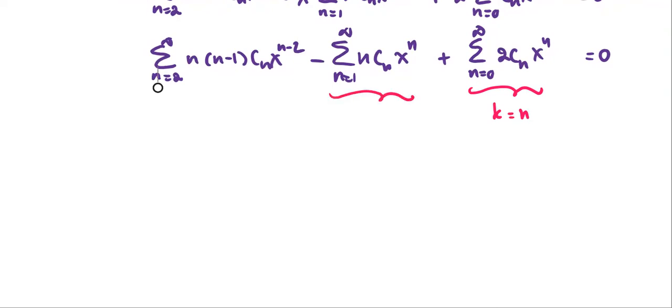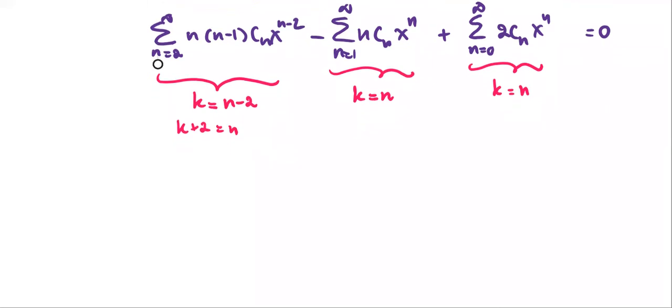The middle term, same thing, change n into k. And the first term, change n minus 2 into k. So let k be n minus 2, or k plus 2 equals n. We do this because we are going to rewrite all the powers as x to the power k in all terms.